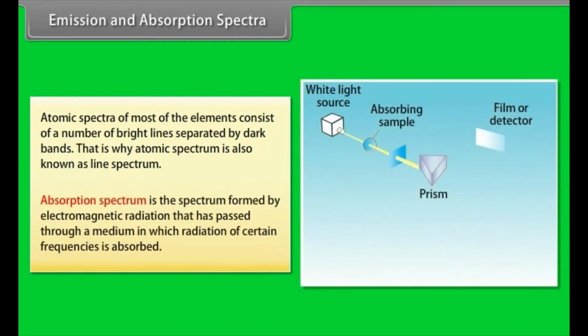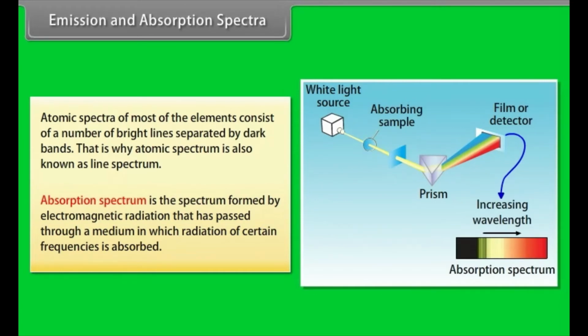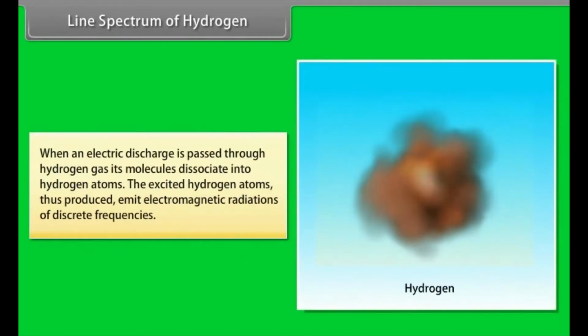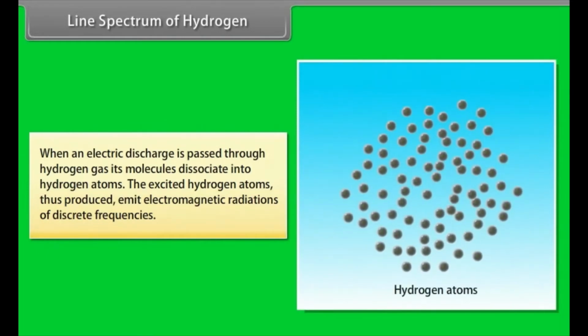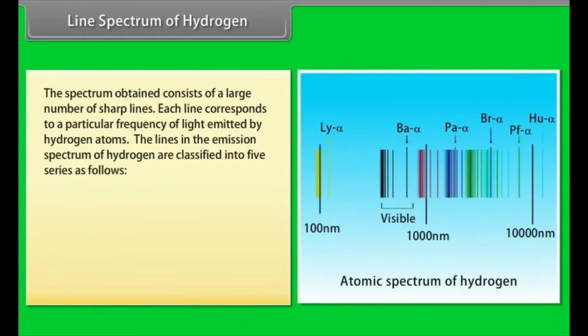Absorption spectrum is the spectrum formed by the electromagnetic radiation that has passed through a medium in which radiation of certain frequencies is absorbed. Line spectrum of hydrogen. When an electric discharge is passed through hydrogen gas, its molecules dissociate into hydrogen atoms. The excited hydrogen atoms thus produced emit electromagnetic radiations of discrete frequencies. The spectrum obtained consists of a large number of sharp lines. Each line corresponds to a particular frequency of light emitted by hydrogen atoms.